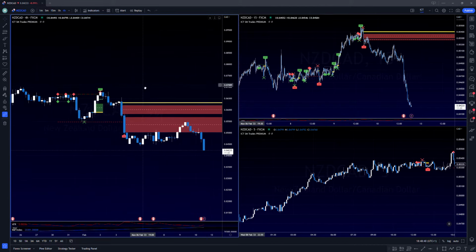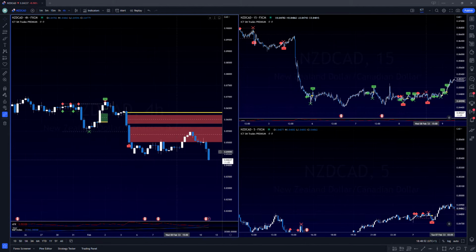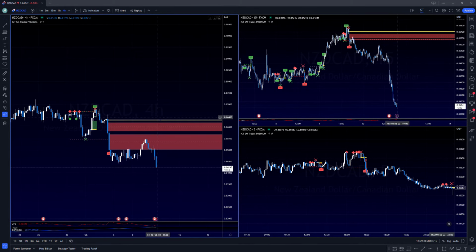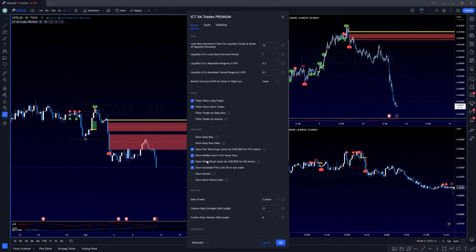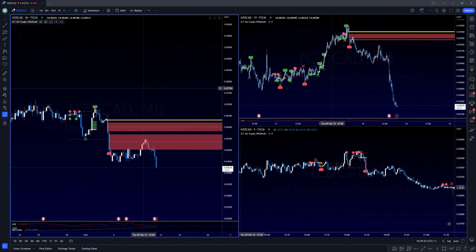The next new feature is that it shows extended fair value gaps and order block of the very last trade. So as you can see, the very last trade on this chart is this short trade. There is one long trade, but the market structure shift is the last here for the short one. So as you can see, we have extended fair value gaps and the order block. You can turn this off by clicking here, and you will see it like before. Okay, so I will turn it back on.